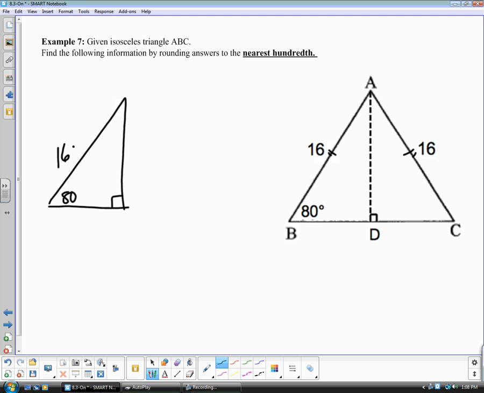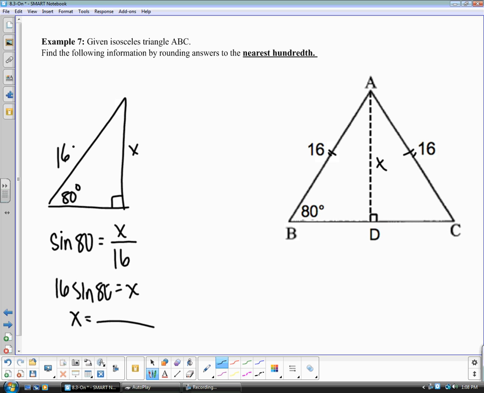We want to figure out what the distance of AD is. So let's call that x. And let's find that first. For the 80 degrees, we have the opposite and hypotenuse. We're going to use sine. Sine of 80 equals opposite over hypotenuse. Cross multiply. And then that's going to figure out your x.